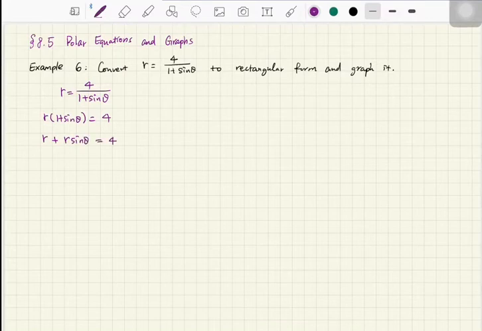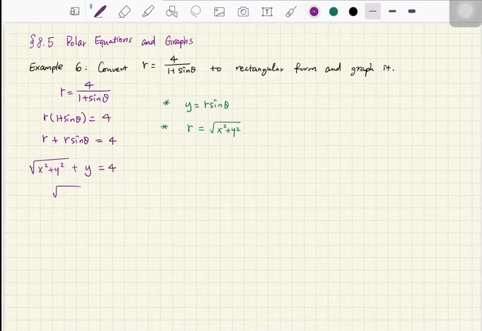Here I'm going to use two formulas. The first one is y equals r sine of theta. The second one is r equals the square root of x squared plus y squared. So r becomes the square root of x squared plus y squared, and r sine theta is going to be y. Now clear the equation to have the square root of x squared plus y squared on one side and 4 minus y on the other side.